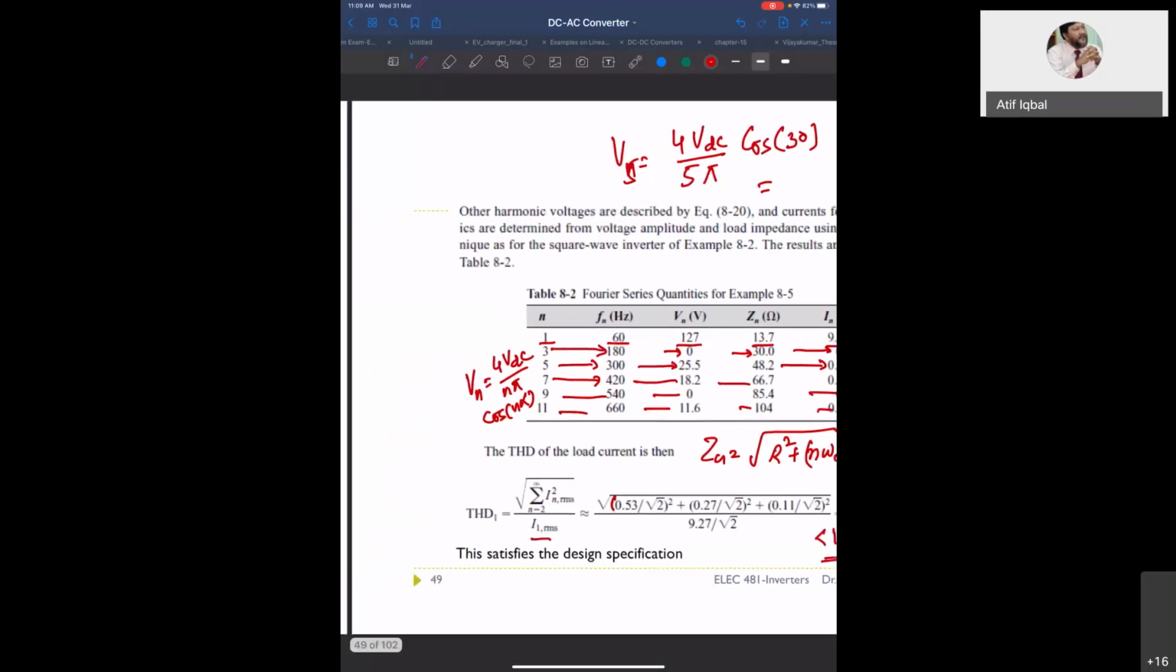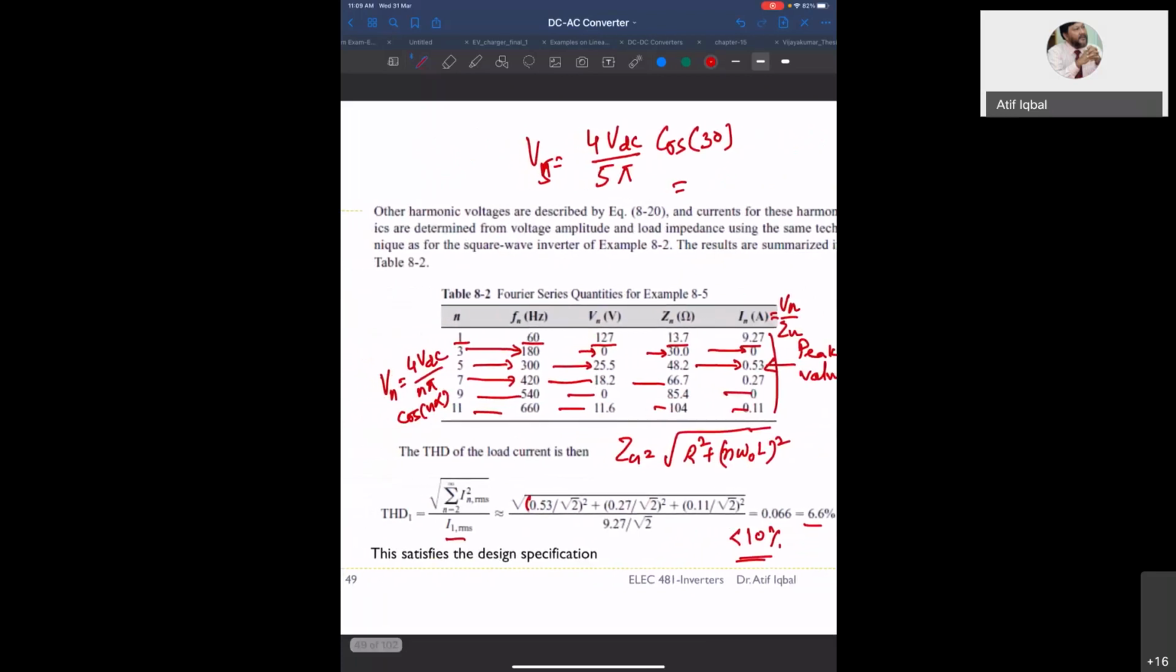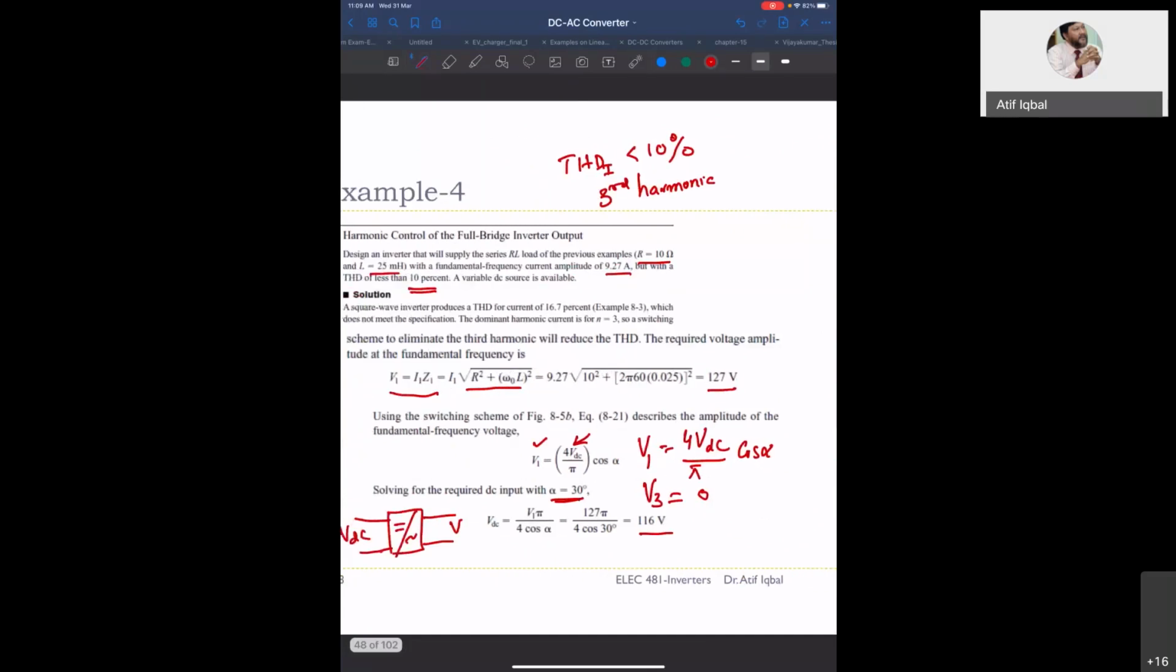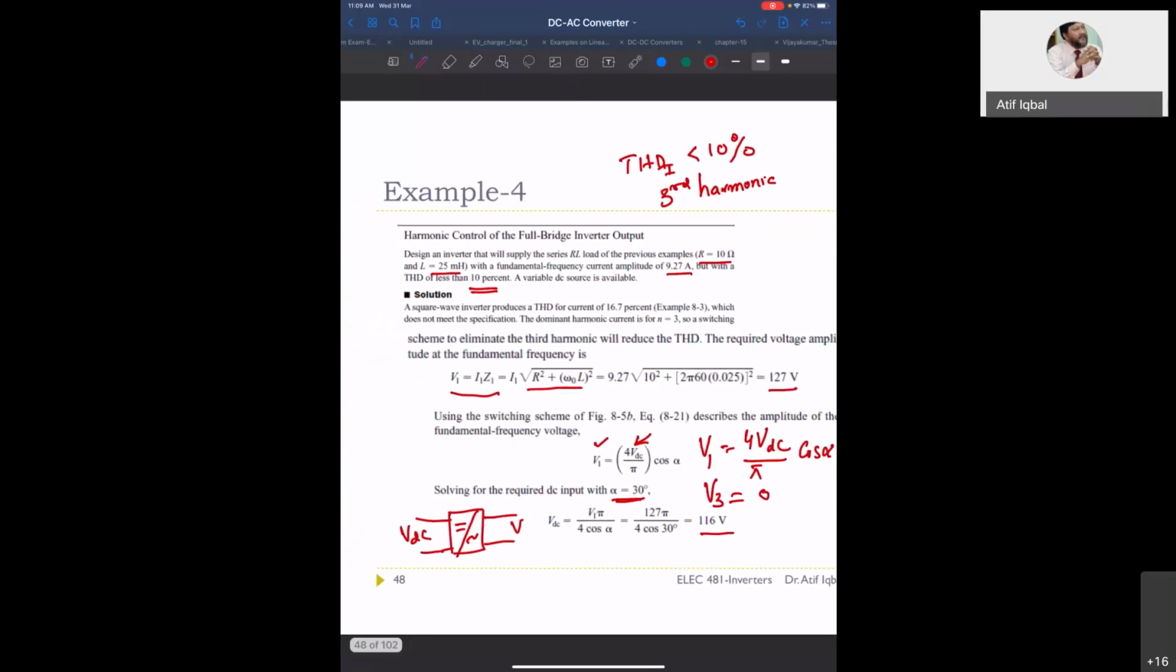So this is how we solve. This is a very important type of problem that you can face in the exam. So let me repeat this once more, to summarize. It says to design an inverter that will supply a series RL load of 10 ohm and 25 millihenry. The fundamental frequency is 60 hertz, which was actually given in the previous example, and the fundamental current is 9.27. And it says that the total harmonic distortion should be less than 10%.